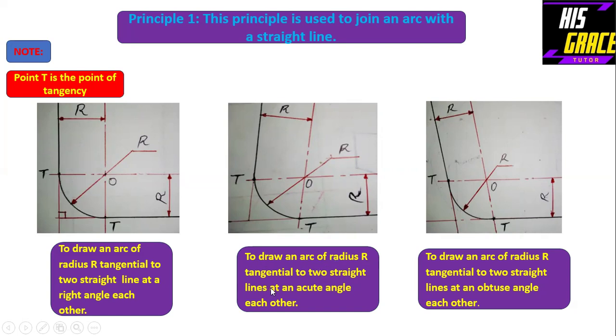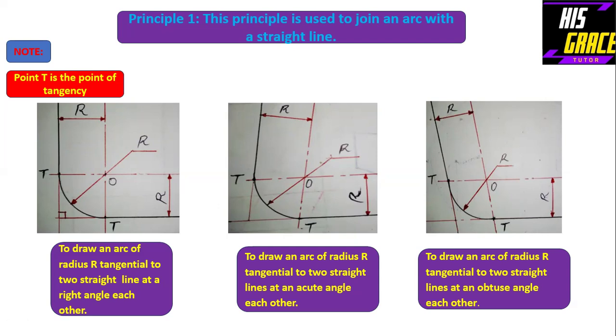Then the next one that we have here is to draw an arc of radius r tangential to two straight lines at an acute angle to each other. So these two lines are at an acute angle, like I think 75 degrees. So 75 degrees is an acute angle. But the two lines are at an acute angle to each other, which I believe you know the values of the angles that we call acute angle.